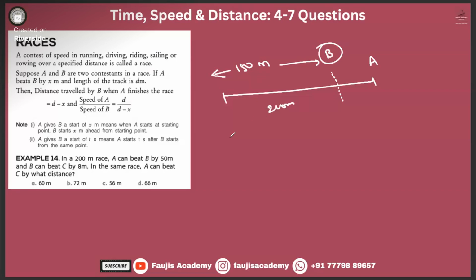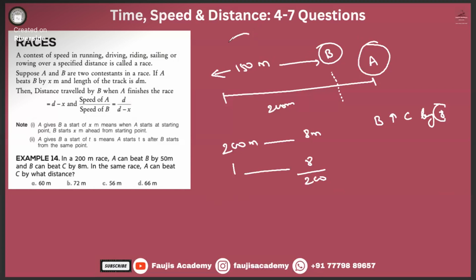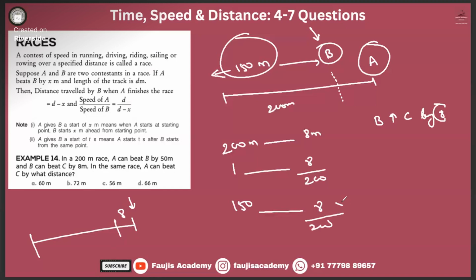So, in 200 meters, B is ahead of C by 8 meters, right? If it was a 200-meter race, it must have been like this. But when A reaches here, B has only completed 150 meters, right? That means when B is at this point, what must have been the gap? Because this 8-meter gap is for when B is at the end. Are you getting it?